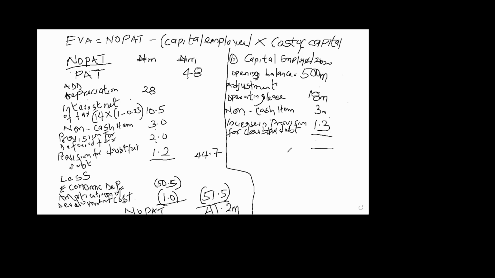This is the capital employed now. This is what we call economic capital employed. Please sum up. What do you have, please? 500 plus 18 plus 3 plus 1.3. 22.3.